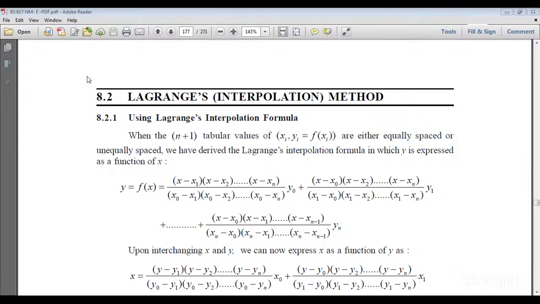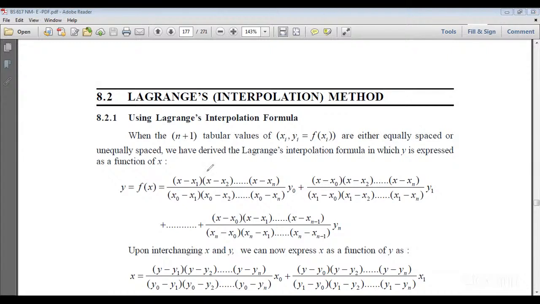Using Lagrange's interpolation formula, when the n+1 tabular values of xi, y equal to f of xi are either equally spaced or unequally spaced, we have derived the formula in which y is expressed as a function of x. It has x minus x1, x minus x2, x minus x3, and x minus xn, over x0 minus x1, x0 minus x2, up to x0 minus xn, times y0, then x minus x0, x minus x2, and so on. And what we are taking here, you have to listen here.